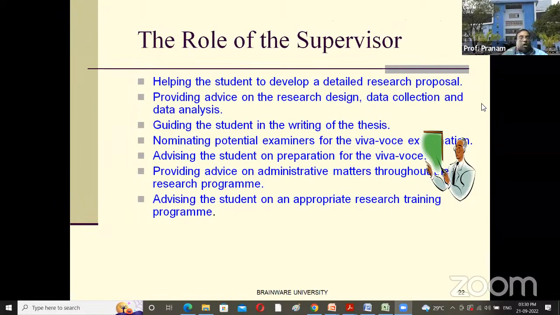Now the role of the supervisor. The role of the supervisor is very important. What is the role of the supervisor? You have to learn. It is the role of the supervisor to help the student to develop a detailed research proposal. He or she provides advice on the research design, data collection, and data analysis. He or she guides the student in the writing of the thesis.